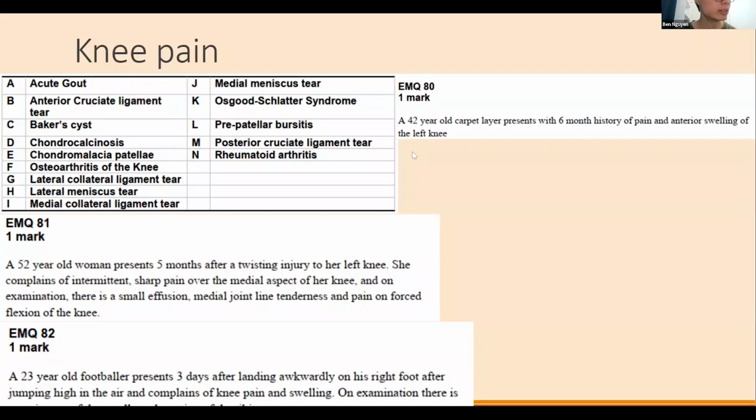Oh, I can't see the end of the question. Oh, that's it. Says, yeah, that's right, on examination, there's prominence of the patella and sagging of the tibia. I don't know why that's cut off.